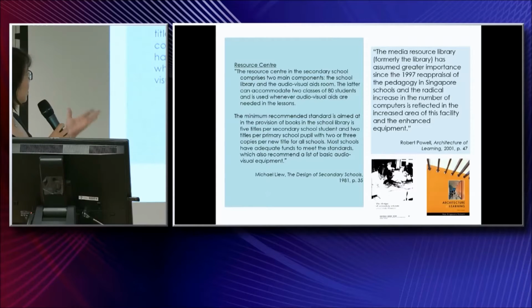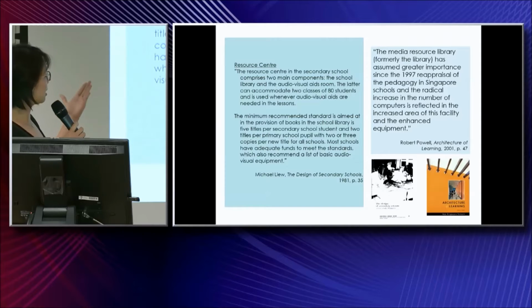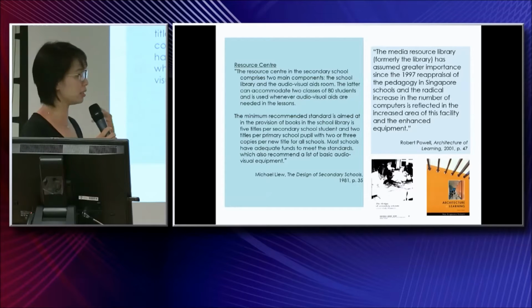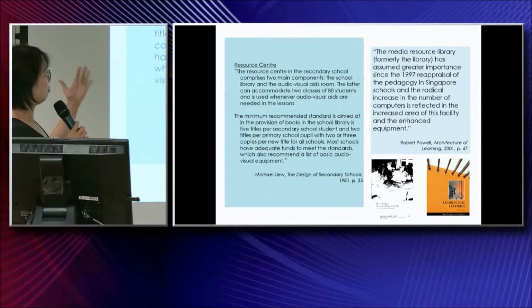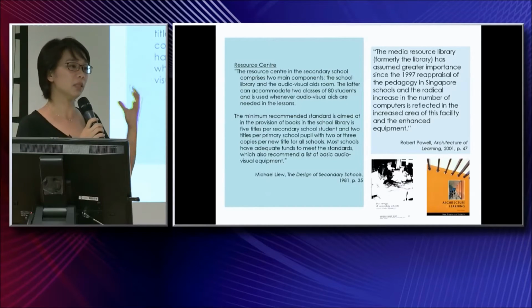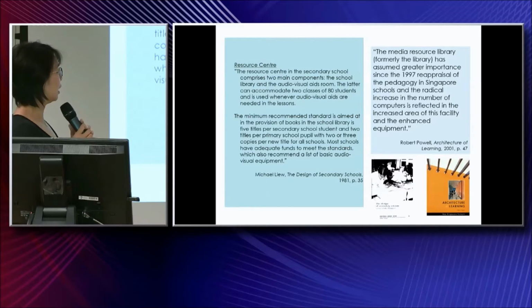If you look at this 1981 design, basically a case study for UNESCO again, pretty much what is written is, the minimum recommended standard is aimed at the provision of books. It's 5 titles per secondary school student and 2 titles. It's increased since then, okay? But that's basically all that is said about the library. No other instructions, okay?